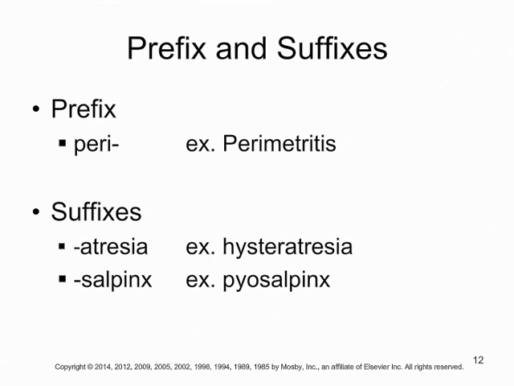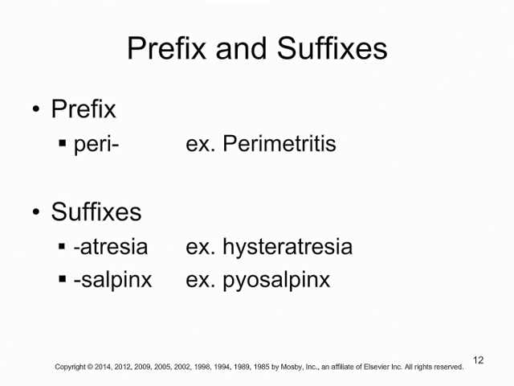There's one prefix in this chapter, peri. Peri means surrounding. So for example, the condition perimetritis is inflammation surrounding the uterus, because metri means uterus. Suffixes, there's two. Atresia. In this case, atresia means absence of a normal opening. So it's either occluded or it's fully closed. There's not a hole, for example. So hysteratresia would be an abnormal closure in the uterus.